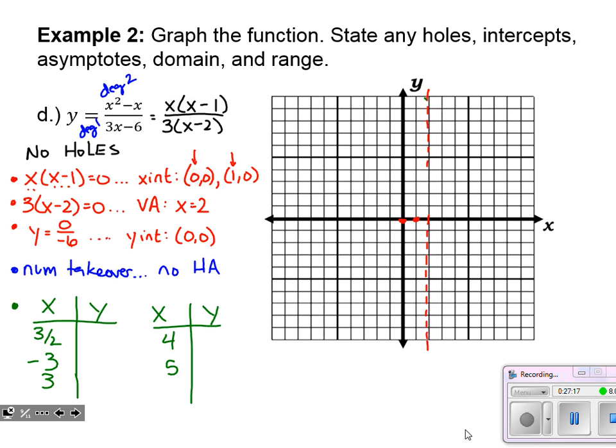In this one where I need so many points, it might be worth my time to type this into the calculator and use its table of values. All right, if I plug in a 3/2, well, then let's see. I would have 3/2 times 1/2 over 3 times 3/2 minus 2 is -1/2. Okay, so that would be 3/4 over -3/2. And 3's will cancel. And I'm going to get -1/2. Right, I believe so.